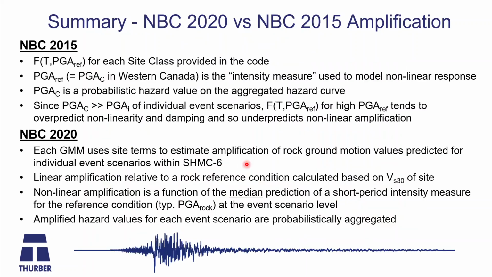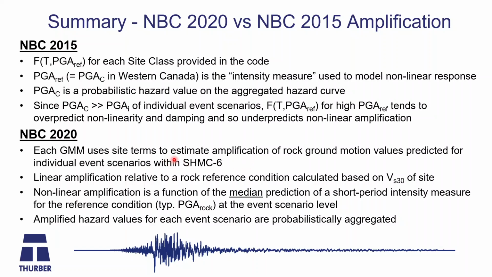Okay, so to summarize, in NBC 2015, we got amplification functions from the code. And there are different amplification functions for each site class. And the intensity measure for those amplification functions was a PGAref. And that is, in Western Canada, PGAC, which is a probabilistic hazard value based on the aggregated hazard curve. Okay, so very high values.